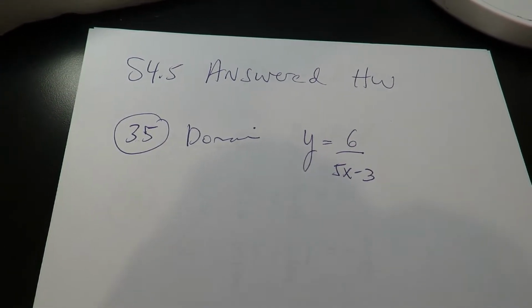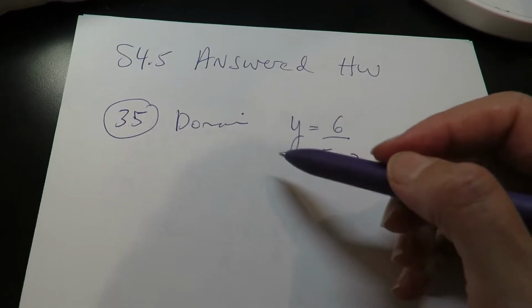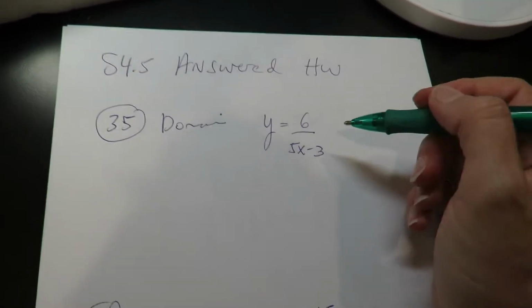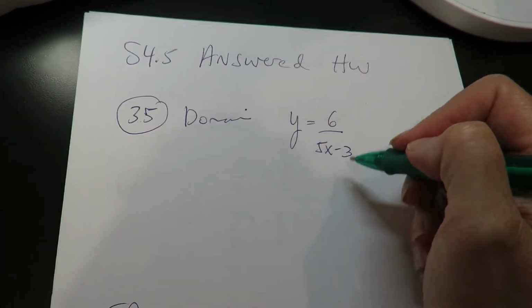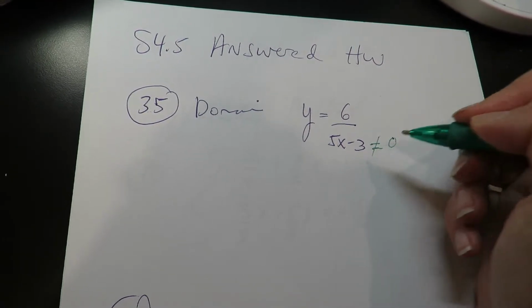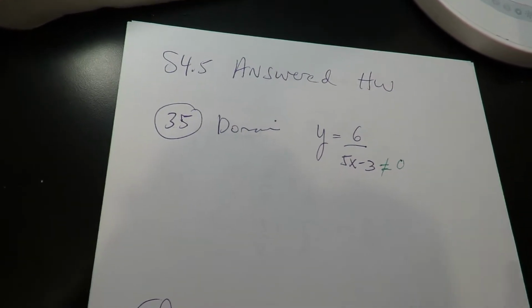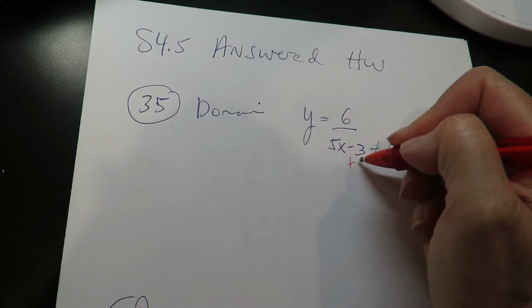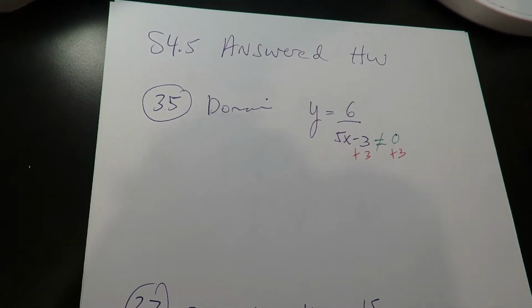This is section 4.5, number 35. It's domain. So to find the domain of a fraction, you cannot divide by 0. So what you want to do is set the bottom equal to 0 and then throw that away. So I'm actually going to solve this. I'm going to move the 3 to the other side.